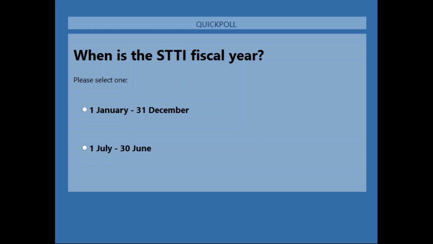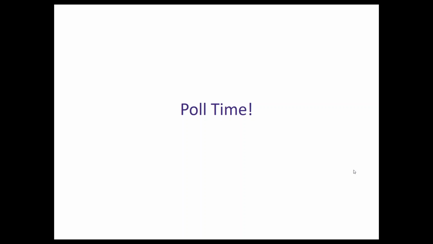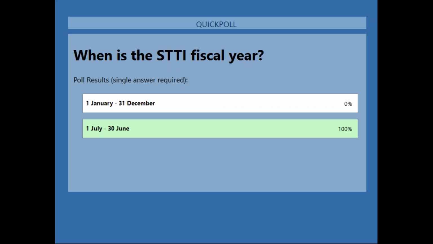Most of you have voted. I'll give it a few more seconds. Again, just click directly on the screen. Whether you think the fiscal year is January 1st through December 31st or July 1st through June 30th. All right, I'll go ahead and close this. And everybody did select the correct answer. Thank you for doing that, which is July 1st through June 30th.